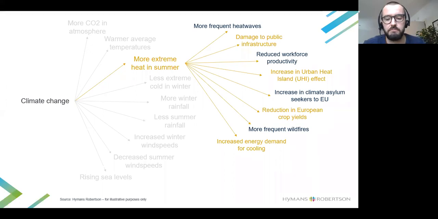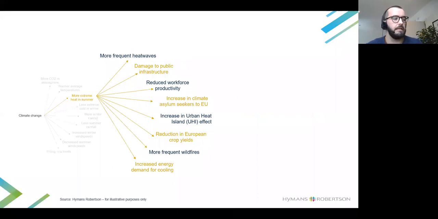Okay, so those are some of the direct impacts from extreme heat in the summer. And at this stage, we can ask the question, are these things that insurance companies are directly affected by? Looking at this, it's not clear that they are. Workforce productivity, maybe, but in the UK, perhaps not such an issue. And for many of the others, it's not quite clear how they directly affect insurance companies. So what we do is repeat this process and think, what are the potential knock-on effects from each of these impacts that can arise from extreme heat in the summer?